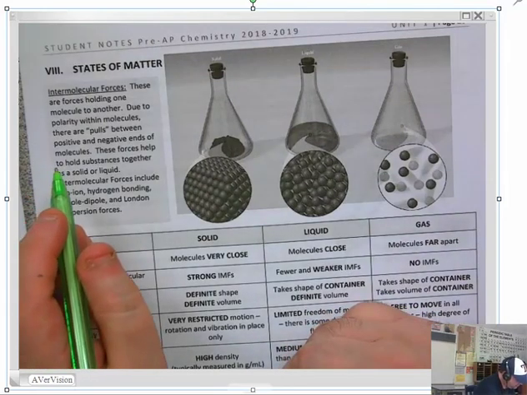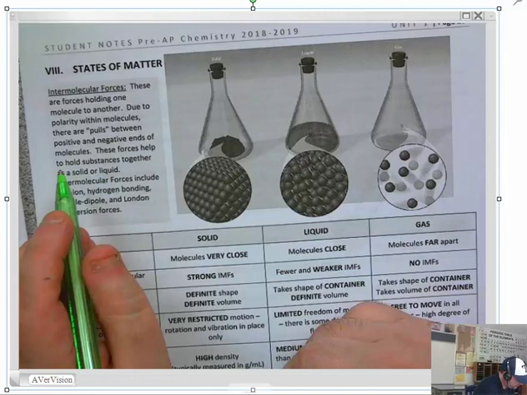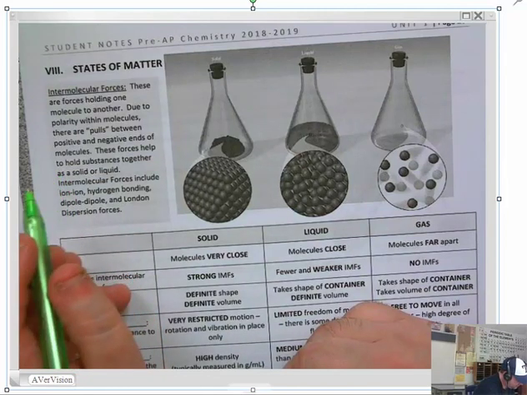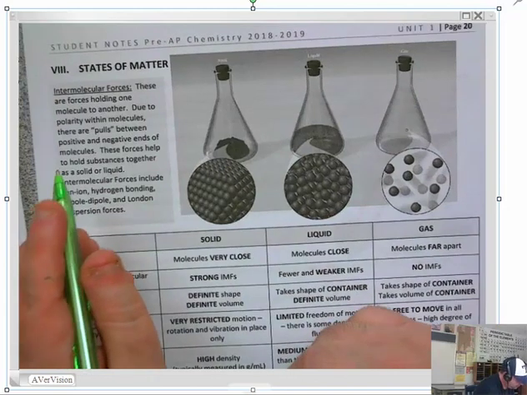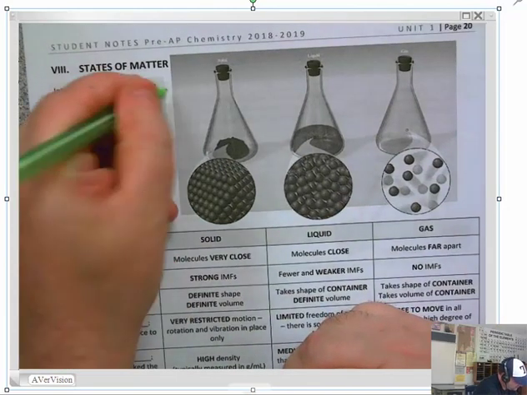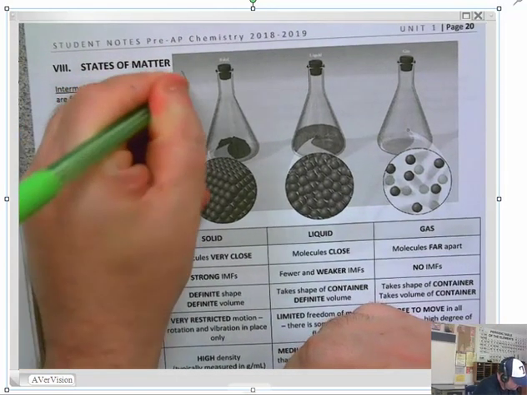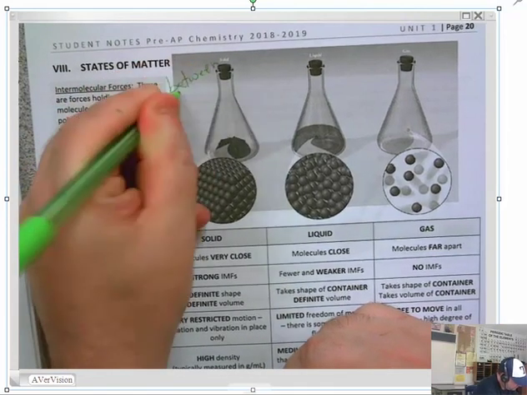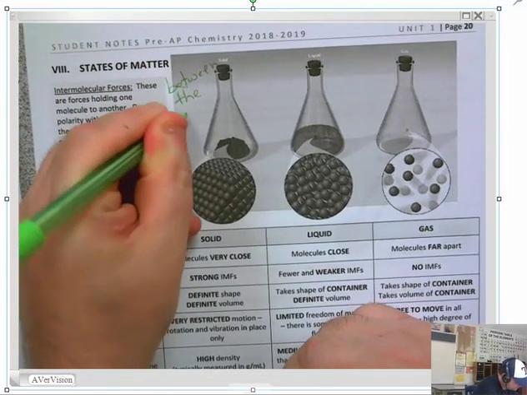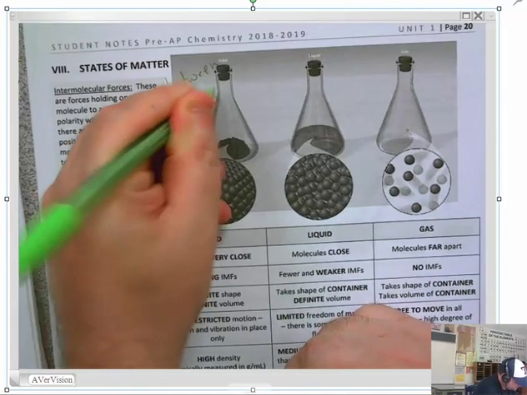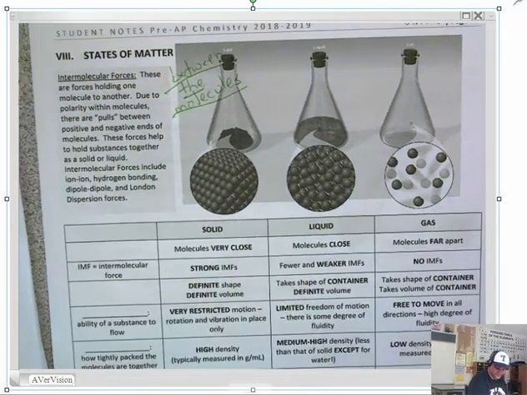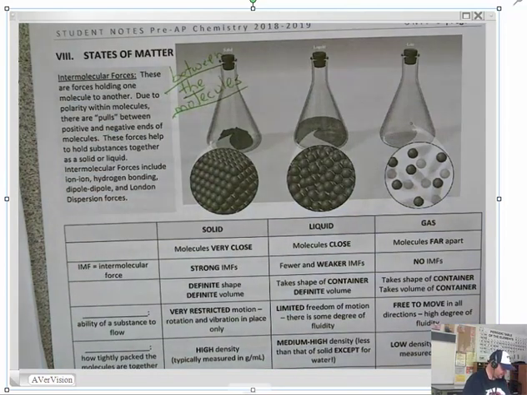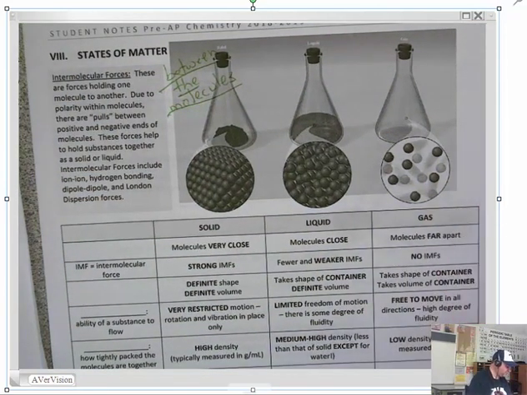Due to polarity within the molecules, these are poles between positive and negative ends of the molecule. These forces hold substances together as a solid and a liquid. Okay, but the big thing is that these are between the molecules. Between the molecules.